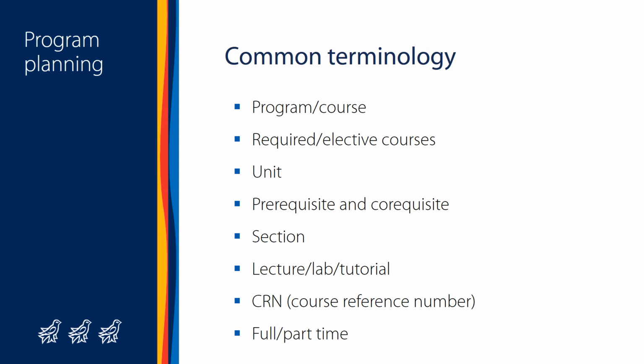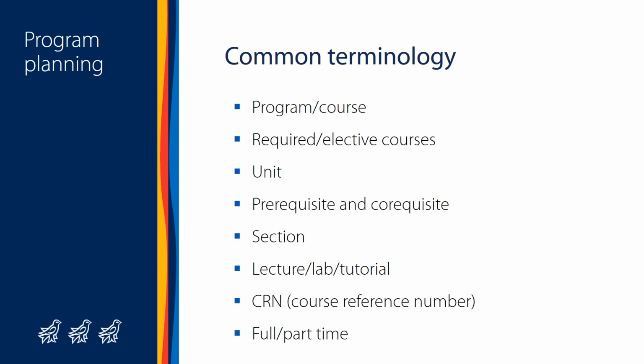Required courses versus elective courses. Required courses you're required to take. If you're majoring in a particular area and this course is required for that major, then you must take that specific course. You'll also have elective courses that you can take outside of that main area of discipline.